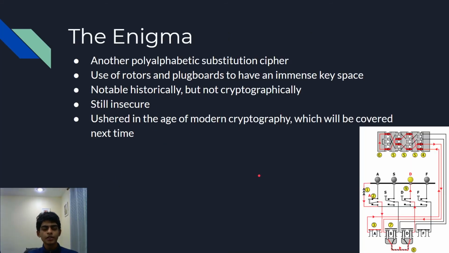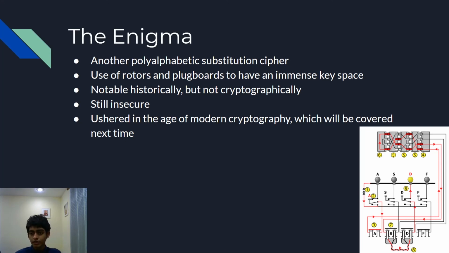Finally, today we'll be talking about the Enigma cipher, which from a cryptographic standpoint isn't too notable. It's only notable for having its massive key space, but at heart, it's really just another polyalphabetic substitution cipher. But it's very notable historically because of its significance in World War II. It is said that cracking Enigma either sped up the end of World War II or turned the tide for the Allied forces.